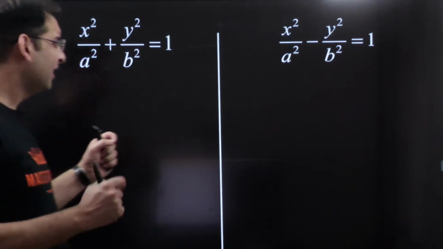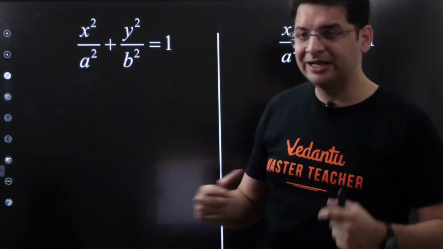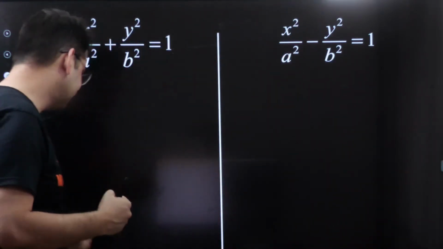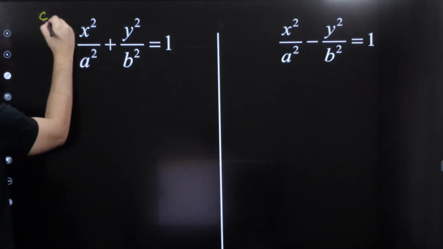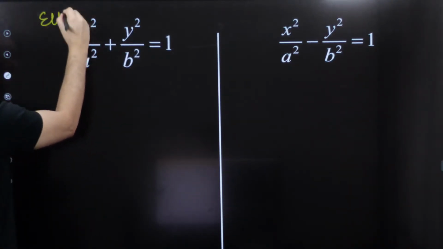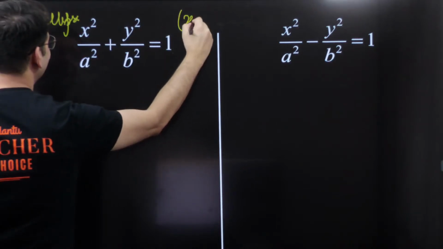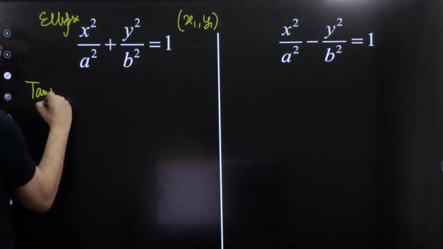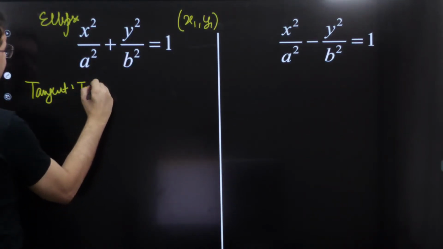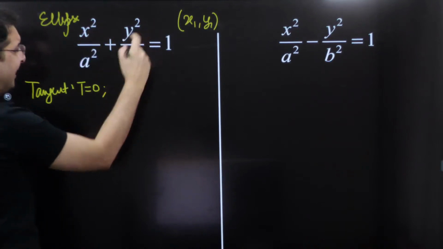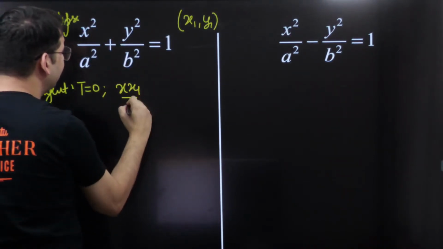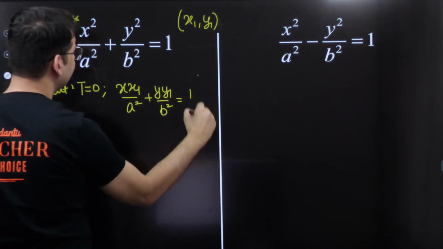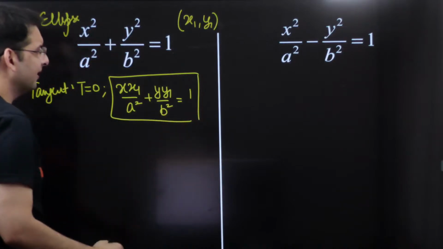Now, how I used to remember these fine points in the case of ellipse and hyperbola when I was preparing? See, this is the ellipse. Let us talk about a point x1, y1. The equation of the tangent is very simple. This was T equal to 0. So replace x square by x x1, so it will be x x1 by a square plus y y1 by b square is equal to 1. No problem with this, right?